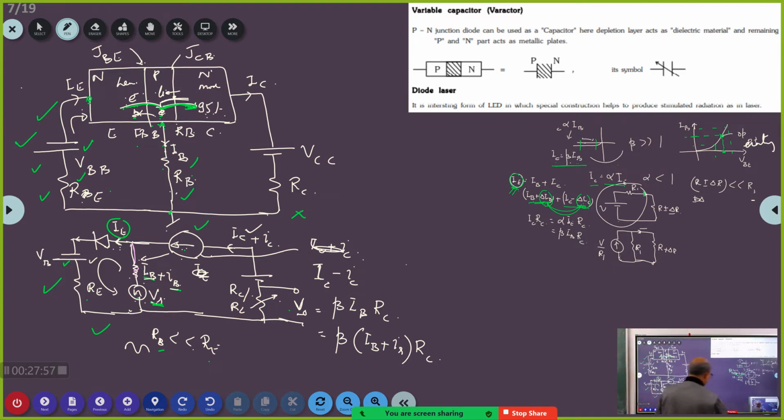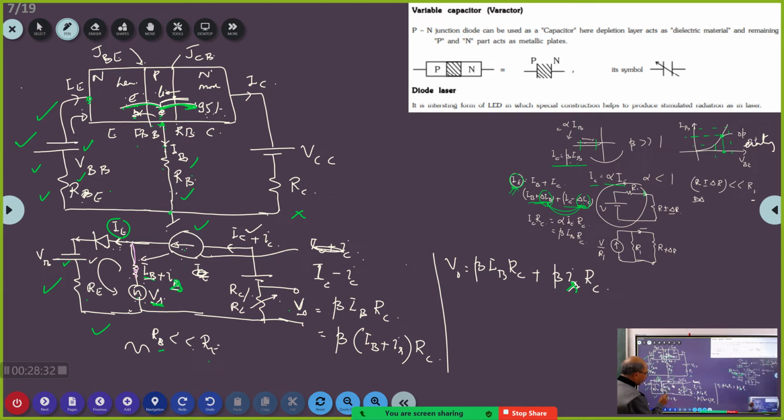Yes. Sorry, कभी गलत लिख देता हूँ. So I will write here VO will be equal to beta times IB into RC plus beta times IS into RC. Is it okay? But IS is a signal current. Yes. See, I am not here writing IB, I have written it as IS, because of the signal current, because of this change in the voltage, there is IS.